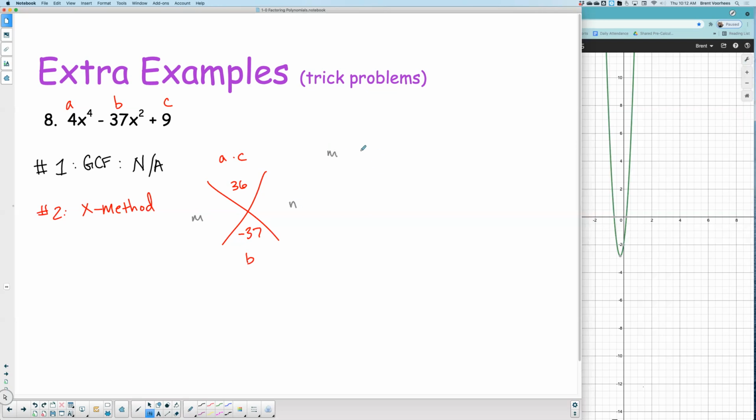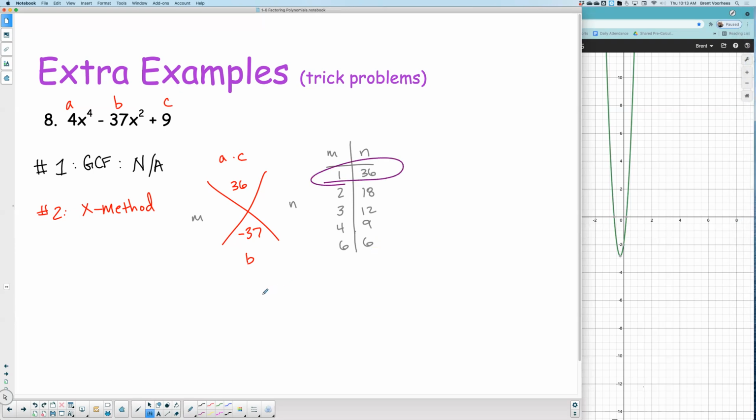All right, factors of 36 are 1 and 36, 2 times 18, 3 times 12, 4 times 9, 5 times nothing, 6 times 6. Okay, we can stop. How can I get a combo of negative 37?